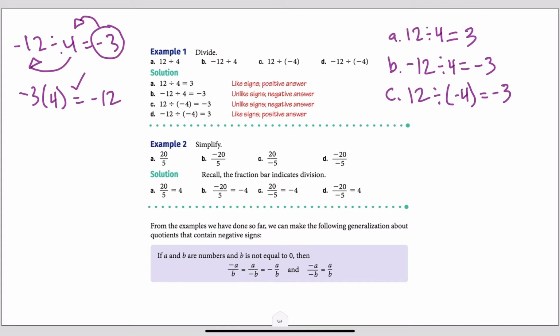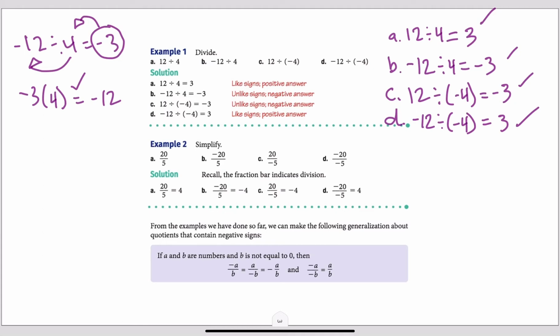All right, last one. D, negative 12 divided by negative 4. I know 12 divided by 4 is 3, and I have to pick a sign. A negative divided by a negative, the signs are the same in division, so I'll get a positive result. So when the signs are the same, the result is positive, these two. And when the signs are different, the result is negative, like these middle two. Hopefully that's connected to multiplication for you.